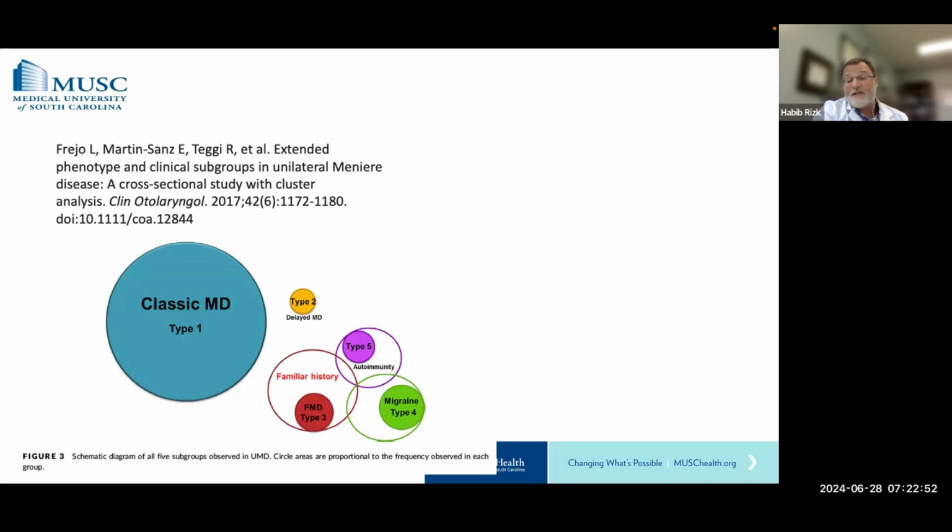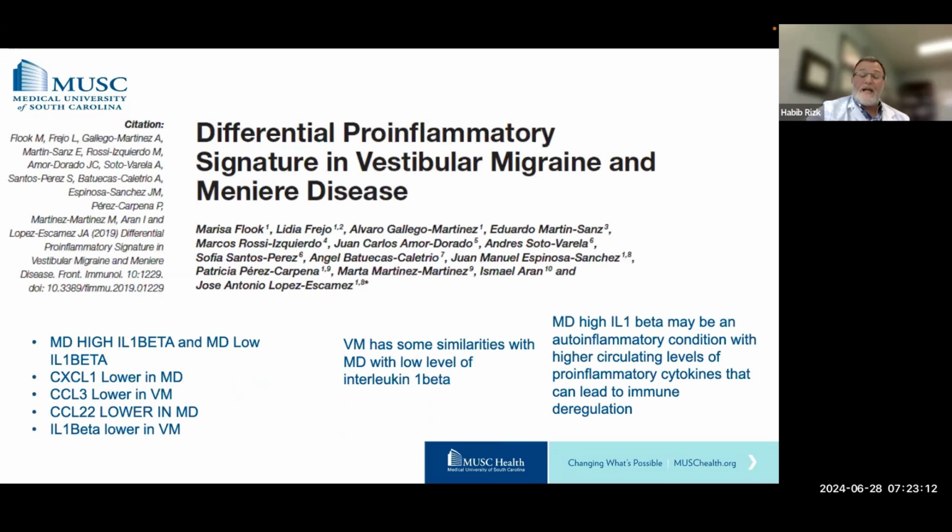and aquaporin receptor metabolism. Type 4 associated with migraine, and we're not talking about vestibular migraine or about migraine presenting with the episodes. This is a subset of patients with Meniere's who also have a migraine pathology. And type 5, having autoimmune disorders associated with Meniere's disease. And many studies have been done to look at the inflammatory signature in both Meniere's disease and migraine. And certain mediators or cytokines come up.